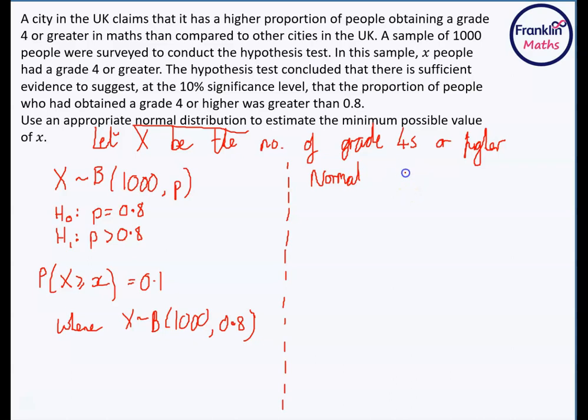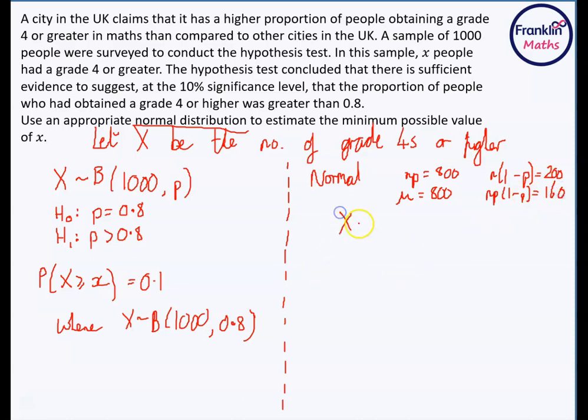So the first thing then is to check that the normal can be used. So np is just going to be 800. It's easy enough to work out. And n(1 minus p) is going to be equal to 200, both greater than 5, so it can be approximated normally. So we know that mu is equal to 800, and then we need to work out the variance as np(1 minus p). Do not fall into the trap of thinking these two are the same. Which comes out as 160.